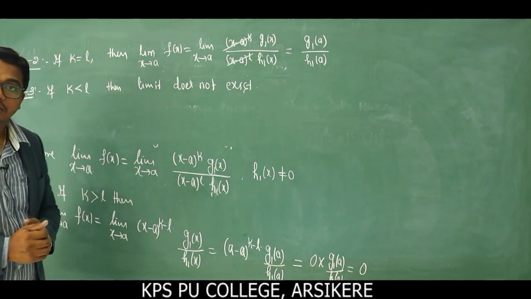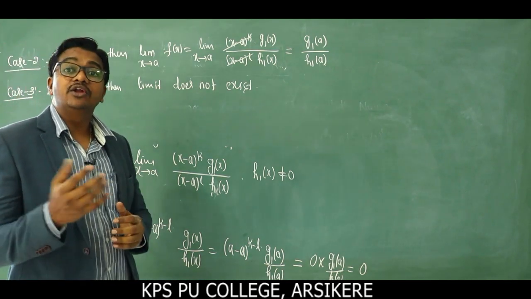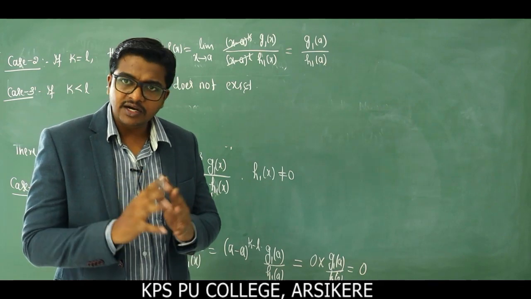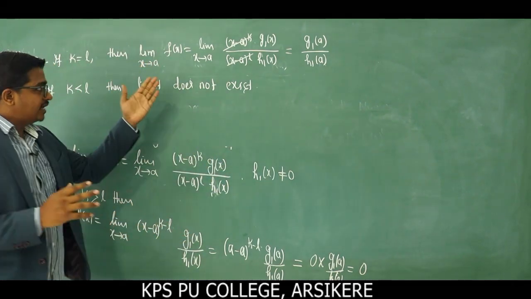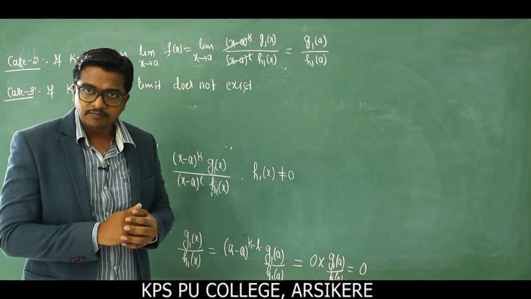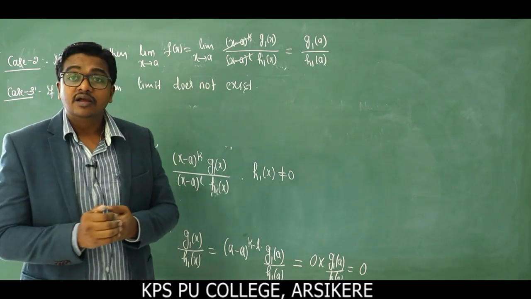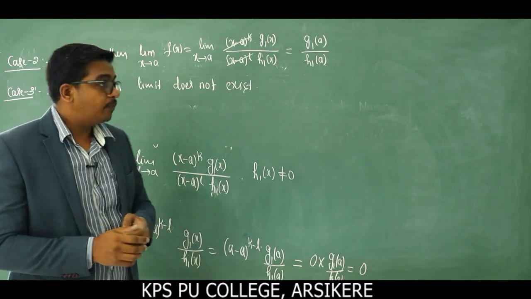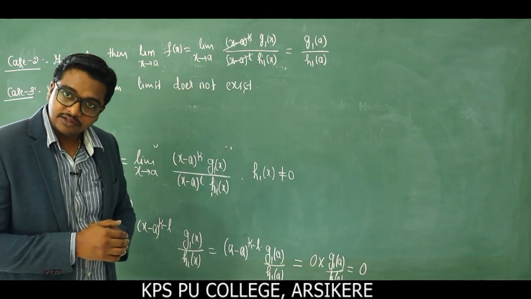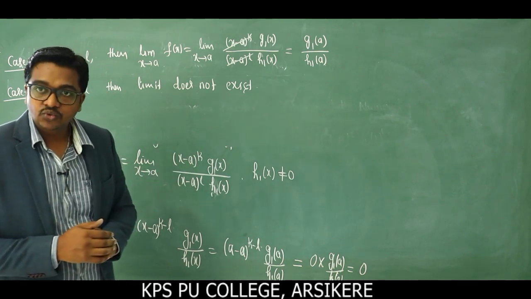In case 2, whenever both numerator and denominator have the same common factor of the same degree, repeated the same number of times, suppose (x minus a) whole cube divided by (x minus a) whole cube, both get cancelled. In that case directly we can apply x is equal to a, and we obtain g1 of a divided by h1 of a. Understood, children? g1 of a divided by h1 of a.